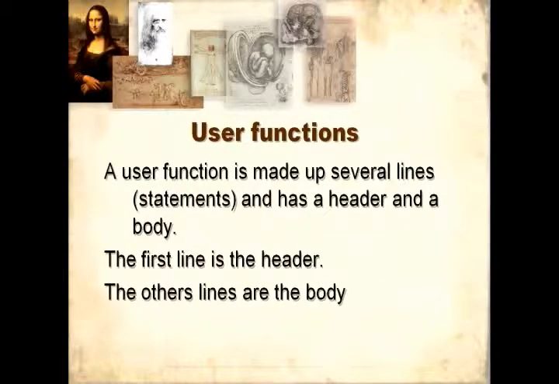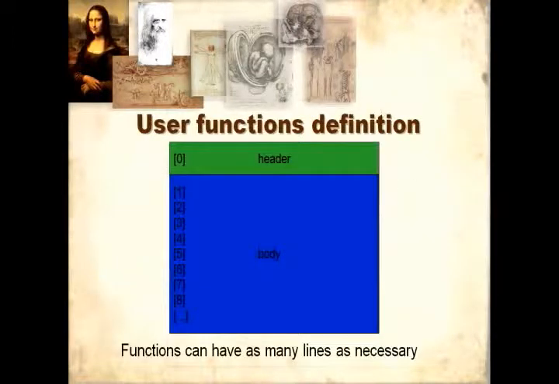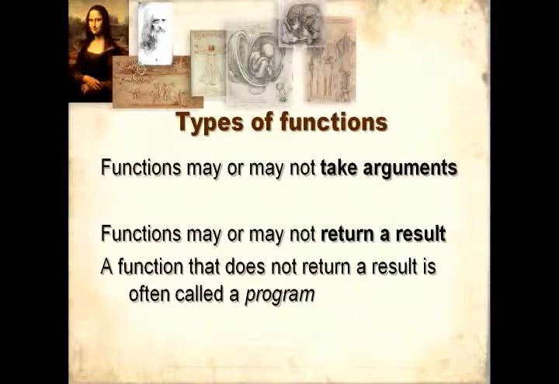A user function is made up of several lines, called statements, and has a header and a body. The first line is the header, the other lines are the body. Functions can have as many lines as necessary. Functions may or may not take arguments, and functions may or may not return a result. If a function does not return a result, it is often called a program.